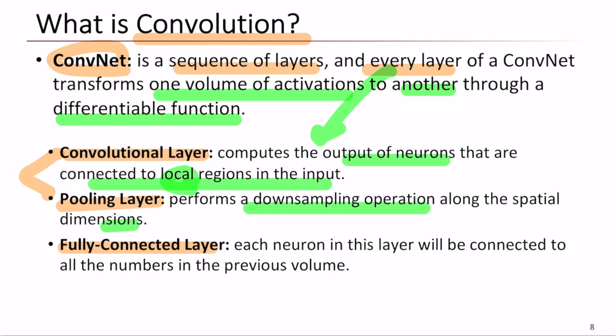And the fully connected layer is just the MLP that we discussed last week. Each neuron in this layer is connected to all the numbers of the previous volume. So this is a global processor. It is just a pure neural network, or the MLP. Let's say NN, neural network. So today let's focus on the convolution layer.